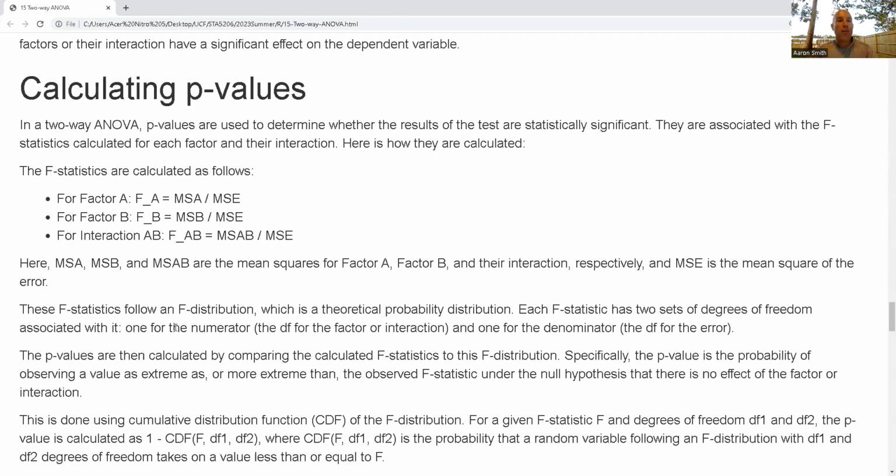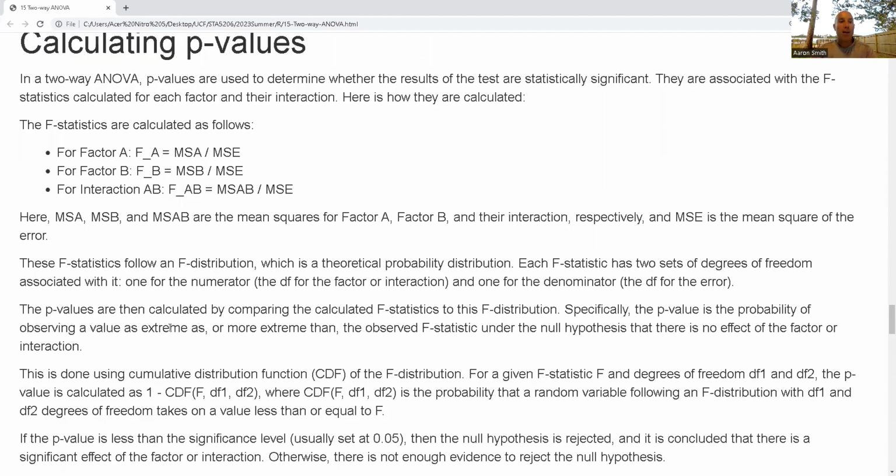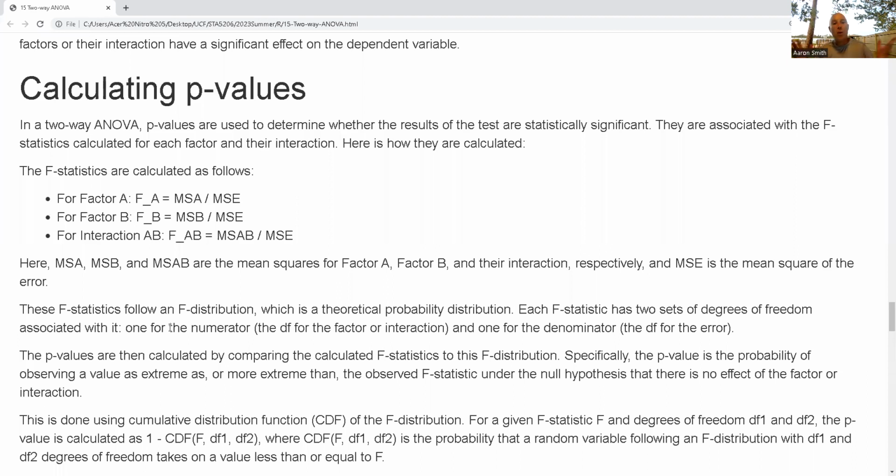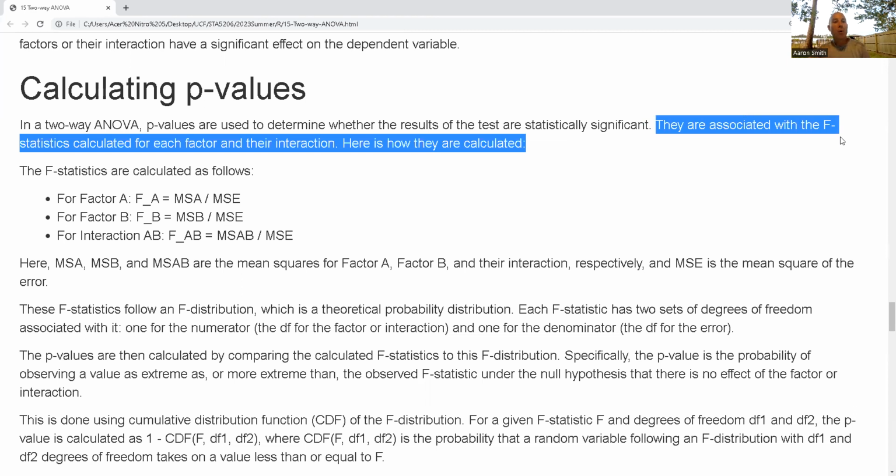All right, so now let's focus in on calculating p-values. In a two-way ANOVA, p-values are used to determine whether the results of the test are statistically significant. They're associated with the F statistic for each factor and their interaction. This is how they're calculated.